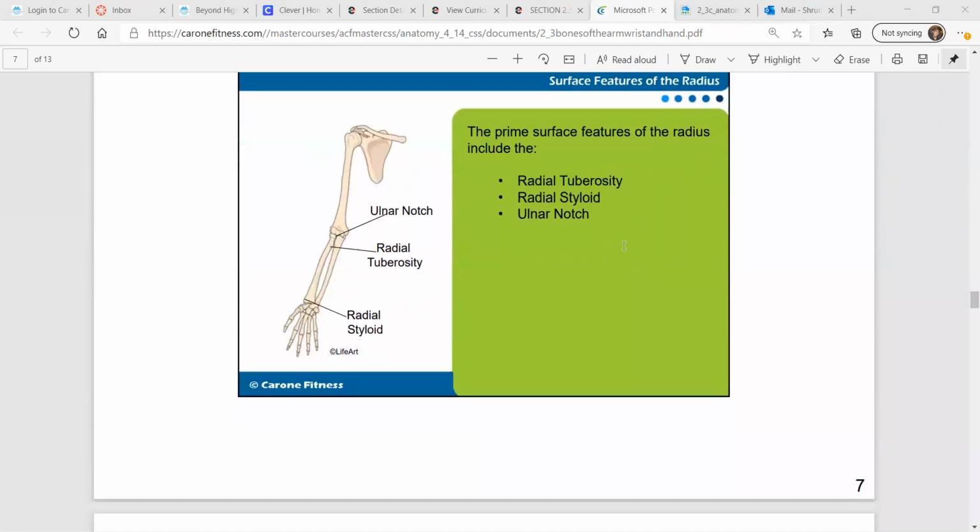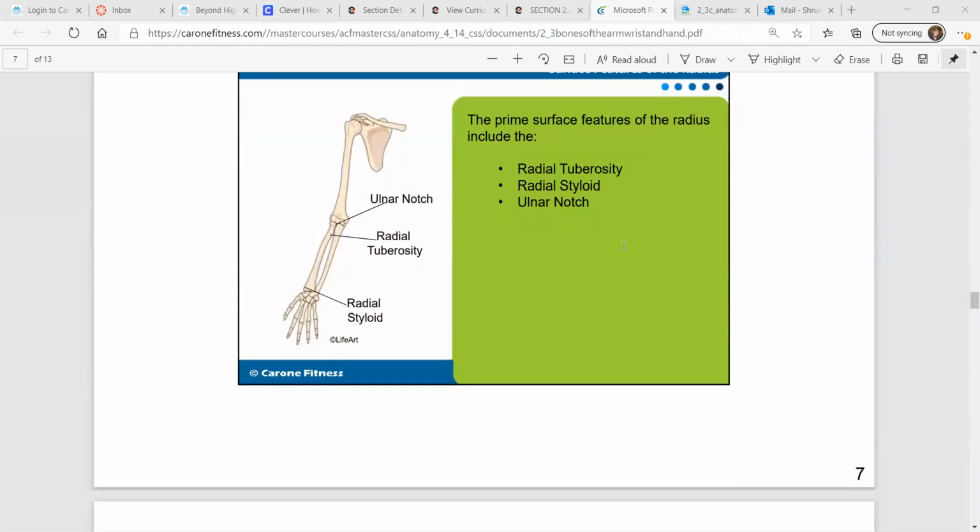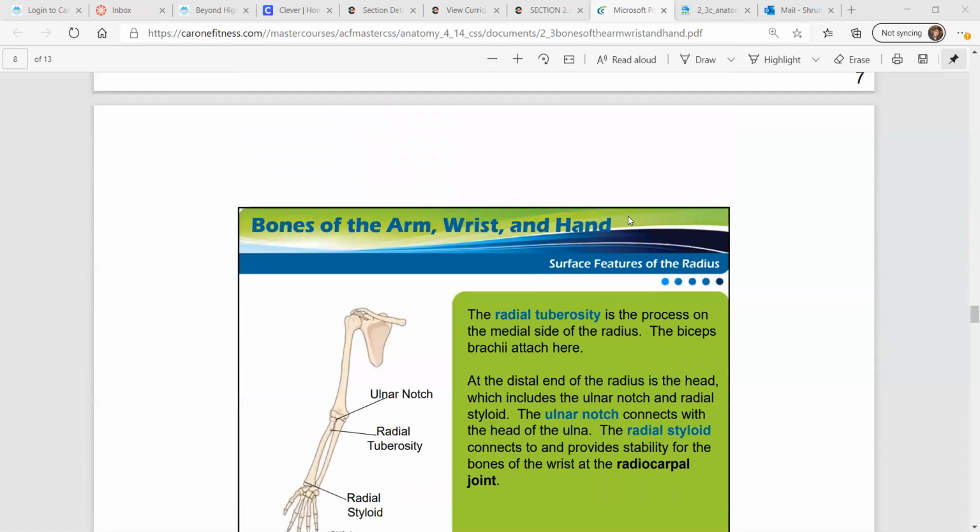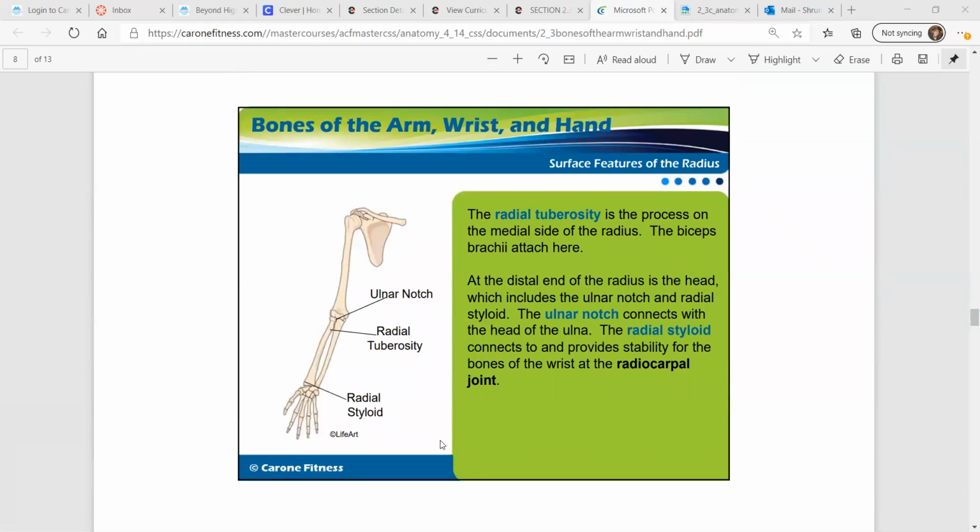The prime surface features of the radius include the radial tuberosity, the radial styloid, and the ulnar notch. And you can see that here. The radial tuberosity is the process on the medial side of the radius, and that's where the biceps attach. At the distal end of the radius is the head, which includes the ulnar notch and radial styloid.